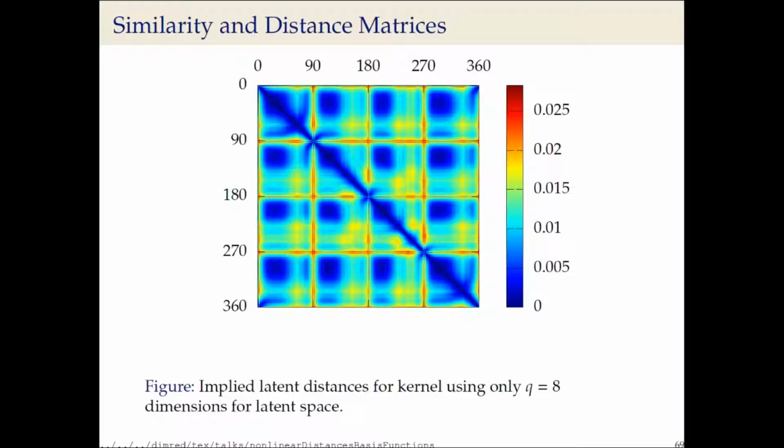Can't remember what that is. Applied distances for kernel. Looks cool though, doesn't it? I think that is implied latent distances. Right, so this is if I do kernel PCA, this is my reconstruction of that, I believe. So implied latent distances for kernel using only Q equals 8 dimensions for latent space. So we're taking kernel PCA using 8 latent dimensions, and then we're looking at the distance in those latent dimensions.